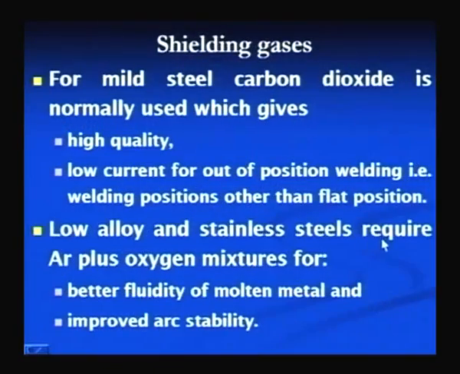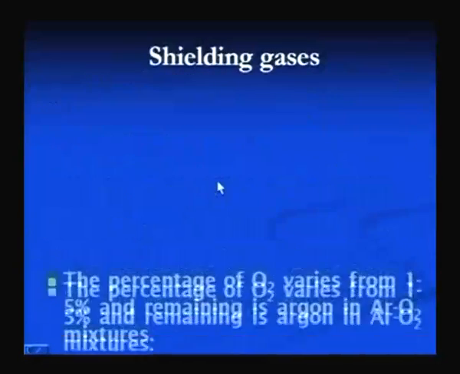Particularly for low alloy steel and stainless steel welding, argon and oxygen mixtures are used, because these offer the advantage of better fluidity of the molten metal and improved arc stability. So, for ferrous metals like mild steel, low alloy steel and stainless steel, an argon and oxygen mixture or carbon dioxide are used as shielding gases.